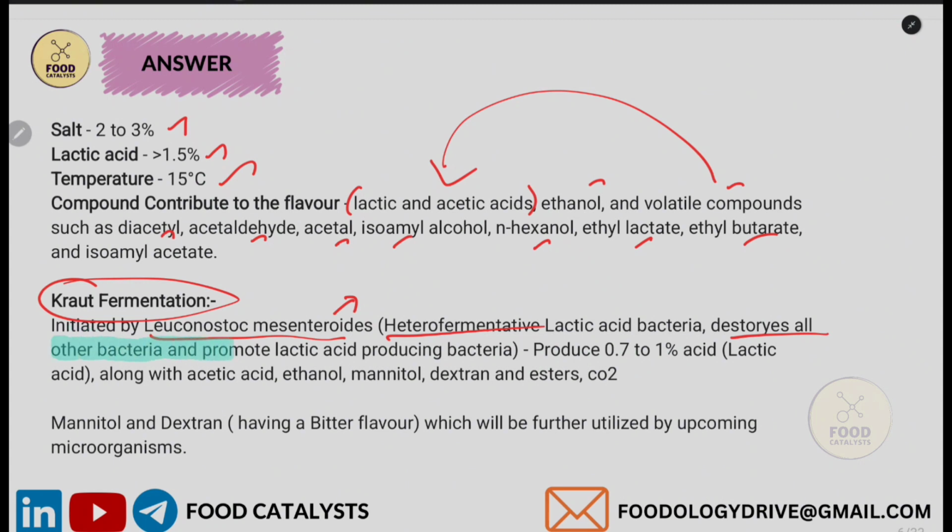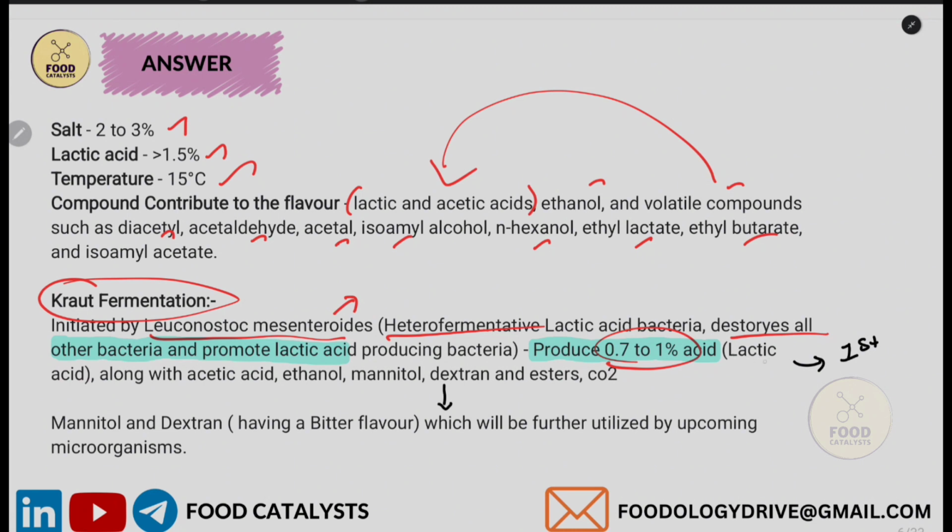See, the point is important. It destroys all other bacteria and promotes the lactic acid producing bacteria, right? And this first step of fermentation itself will produce 0.7 to 1% of acid. The first step itself will create that much acid, but that is not enough to call this product sauerkraut. That's why we need to proceed further.